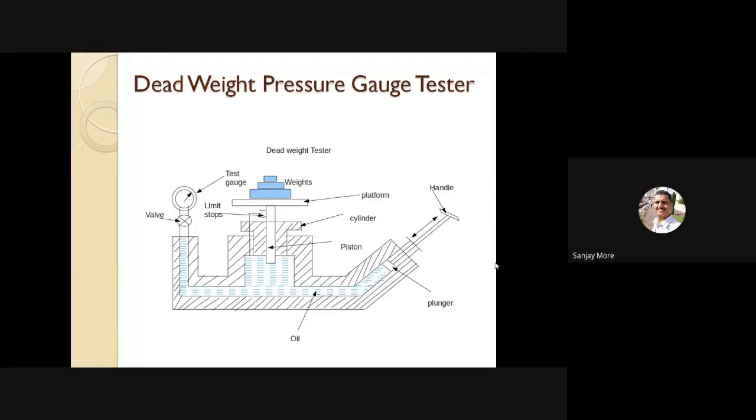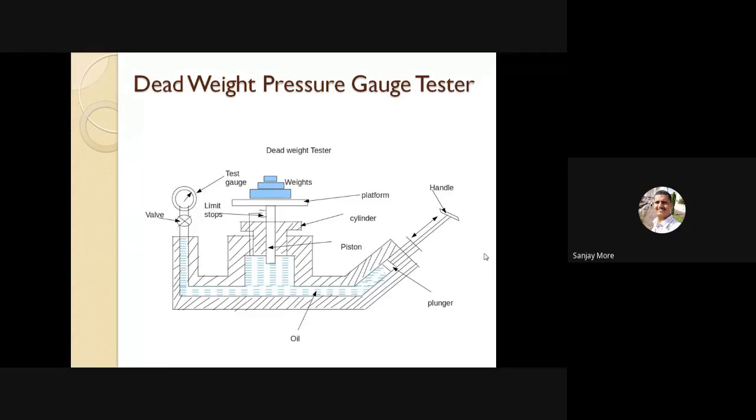See the description, construction and working of this deadweight pressure gauge tester. This is mainly used for calibration purposes. It means checking whether all of these pressure measurement instruments are working properly, or giving the proper answer or exact readings. Here, we check all the instruments with the help of the deadweight pressure gauge tester. It is also known as a calibration tester.